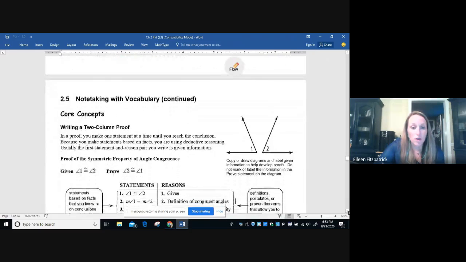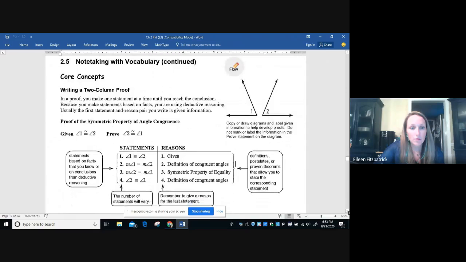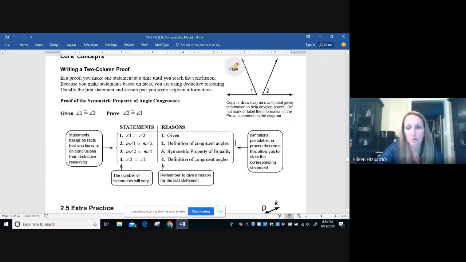this just talks about our two-column proof that we already kind of worked through one example. Okay, it says in a proof, you're making one statement at a time until you reach the conclusion. Because you make statements based on facts, you're using deductive reasoning. Remember, that's why we studied deductive reasoning at the beginning of the chapter. Usually the first statement and reason pair you give is the given information. All right, copy or draw diagrams and label given information to help develop proofs. Do not mark or label the information in the proof statement on the diagram.